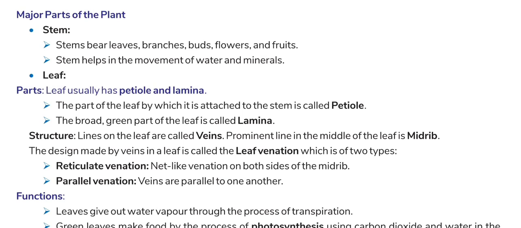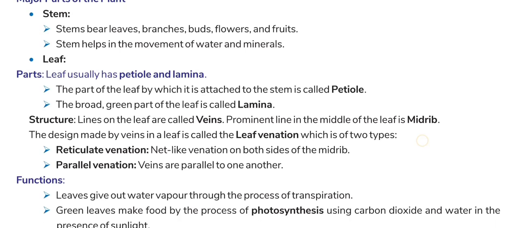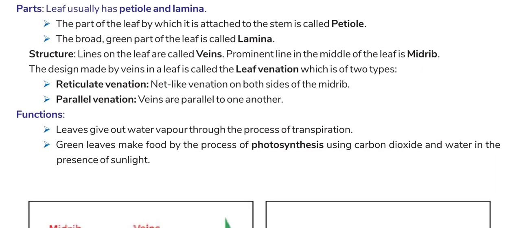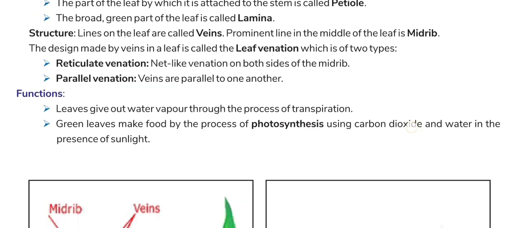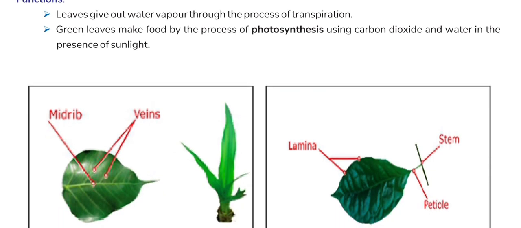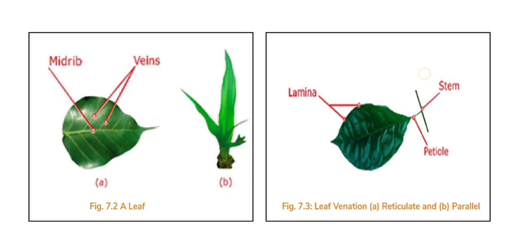Structure. Lines on the leaf are called veins. The prominent line in the middle of the leaf is the midrib. The design made by veins in a leaf is called the leaf venation, which is of two types: reticulate venation, net-like venation on both sides of the midrib; and parallel venation, where veins are parallel to one another. Functions. Leaves give out water vapor through the process of transpiration. Green leaves make food by the process of photosynthesis using carbon dioxide and water in the presence of sunlight.